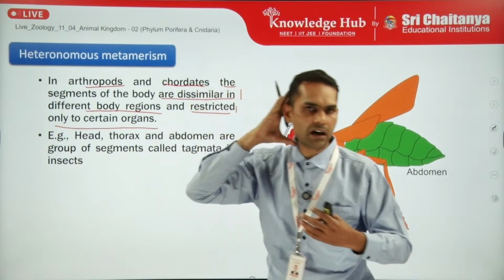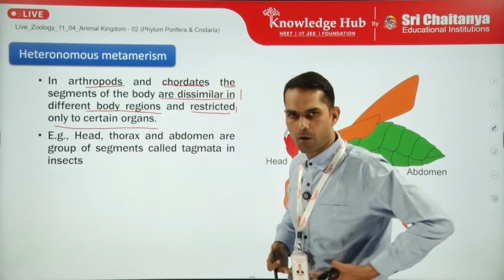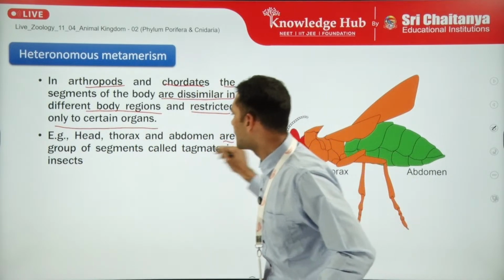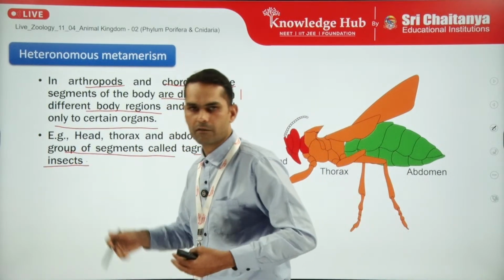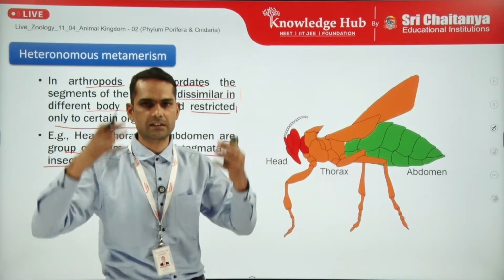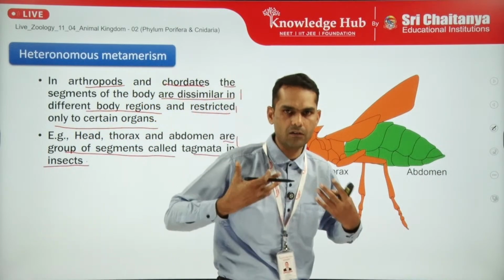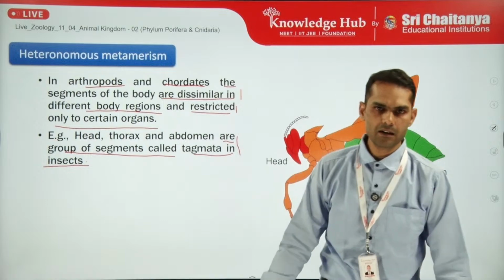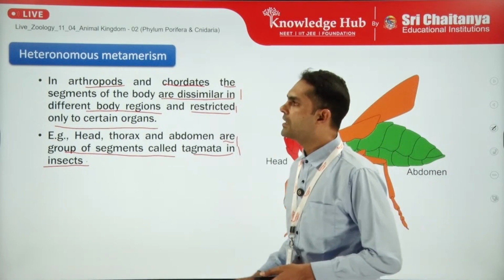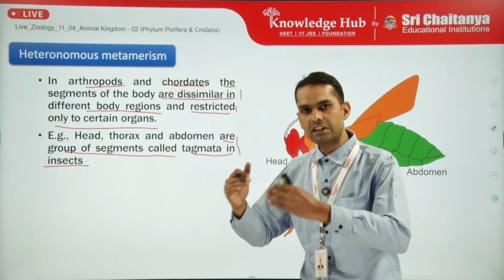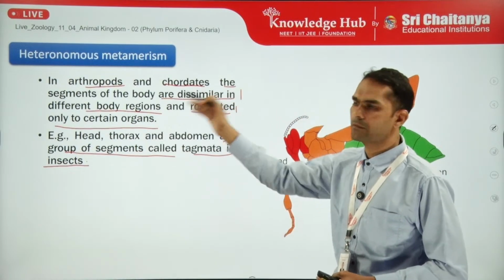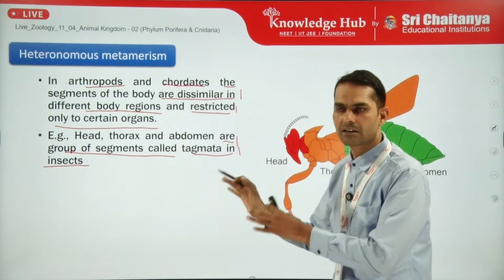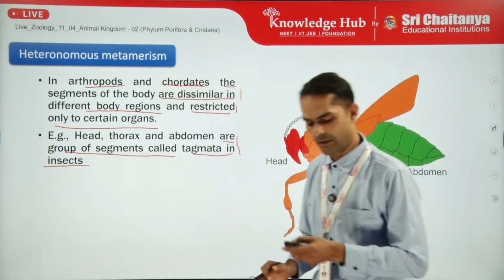For example, the head, thorax and abdomen are groups of segments called tagmata in insects. We also have segmentation: the head, the trunk, which we can call the thorax, the abdomen and the pelvis. In such segmentation, the segments are not alike, they are different, and it is called heteronomous metamerism or heteronomous segmentation.